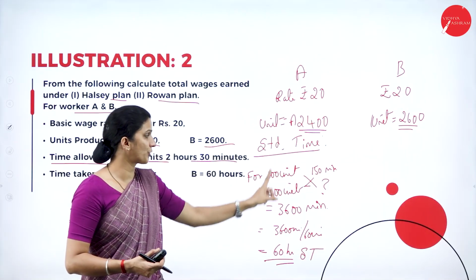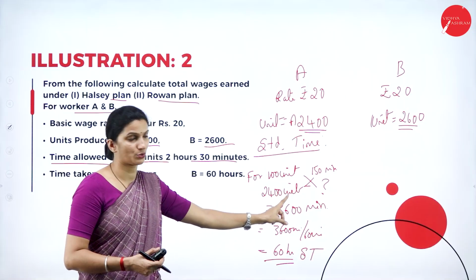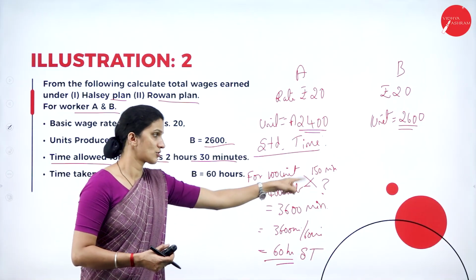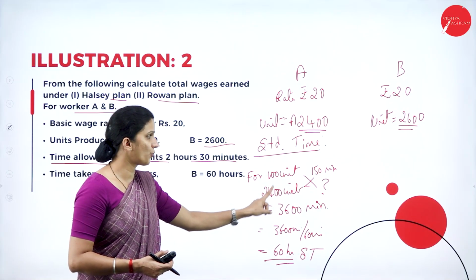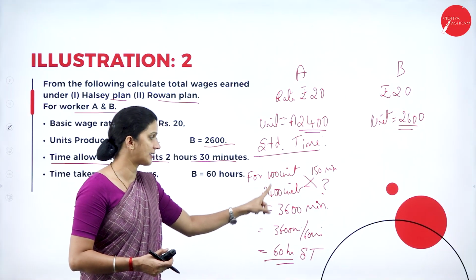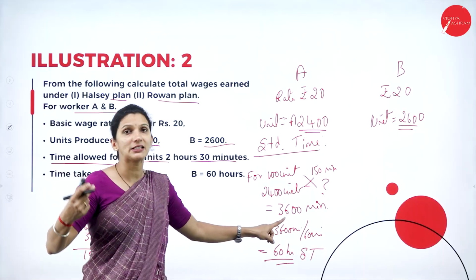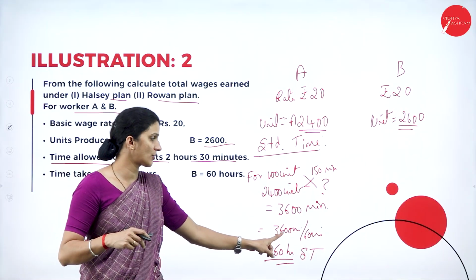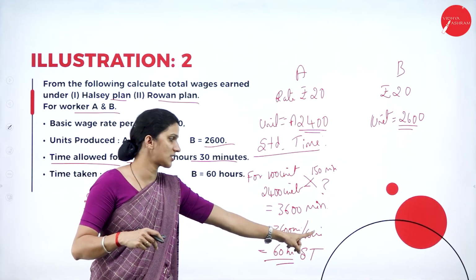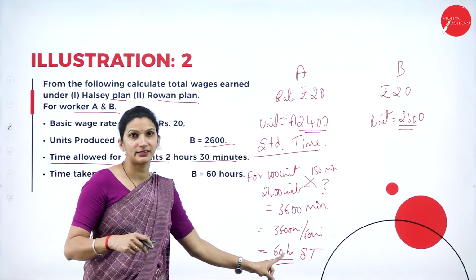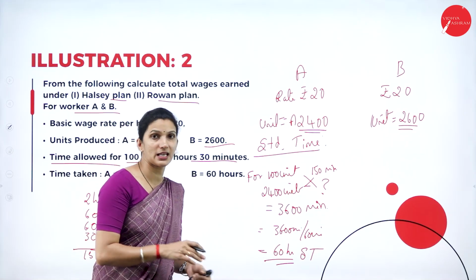For the total units produced by A, it is 2400 units. What is the standard time? Cross multiplication, 2400 into 150 divided by 100, we will get 3600 minutes. Then we will convert to hours, that is 3600 minutes divided by 60 minutes. So we are getting the standard time for A, it is 60 hours.